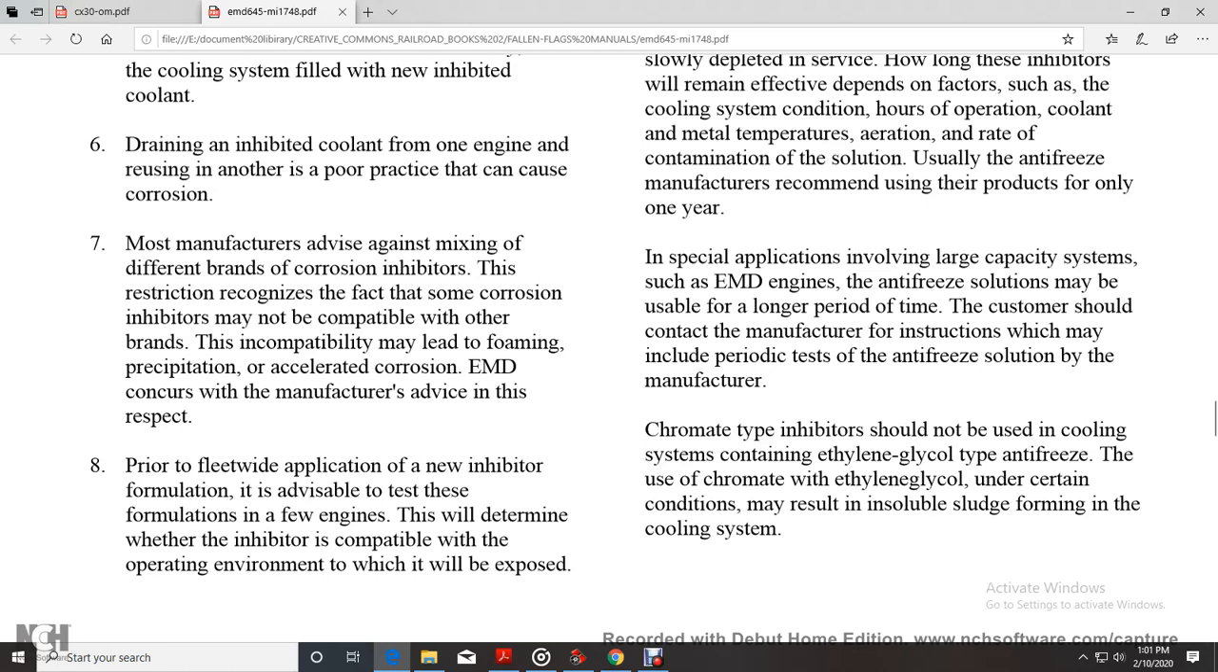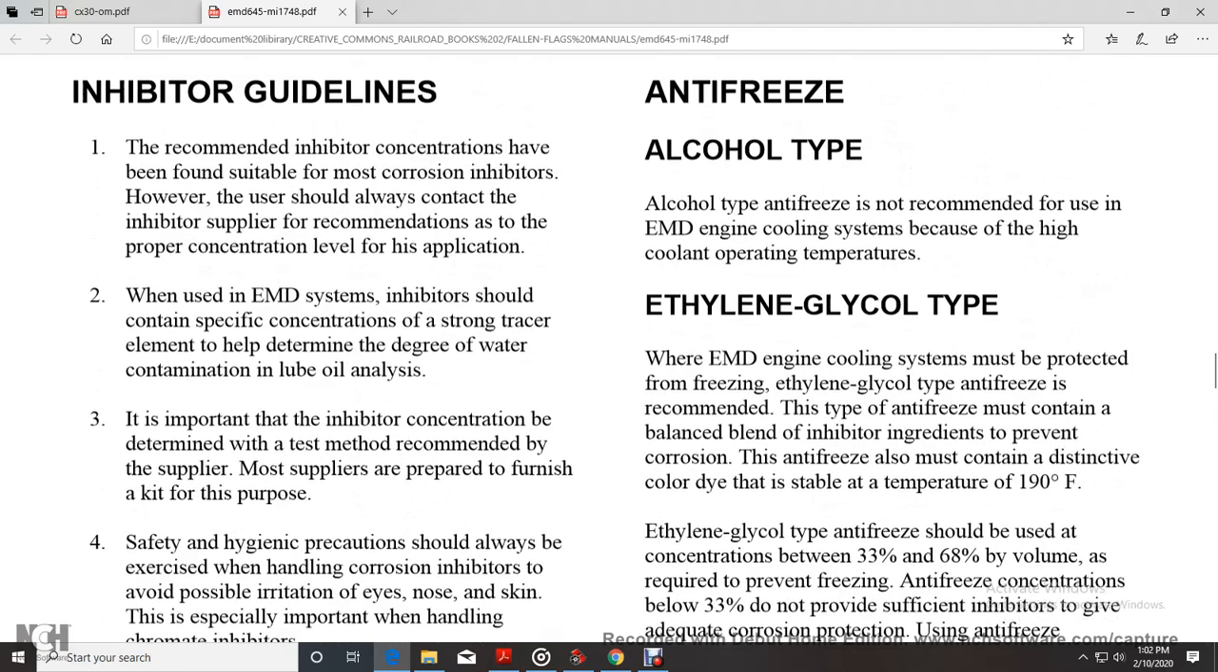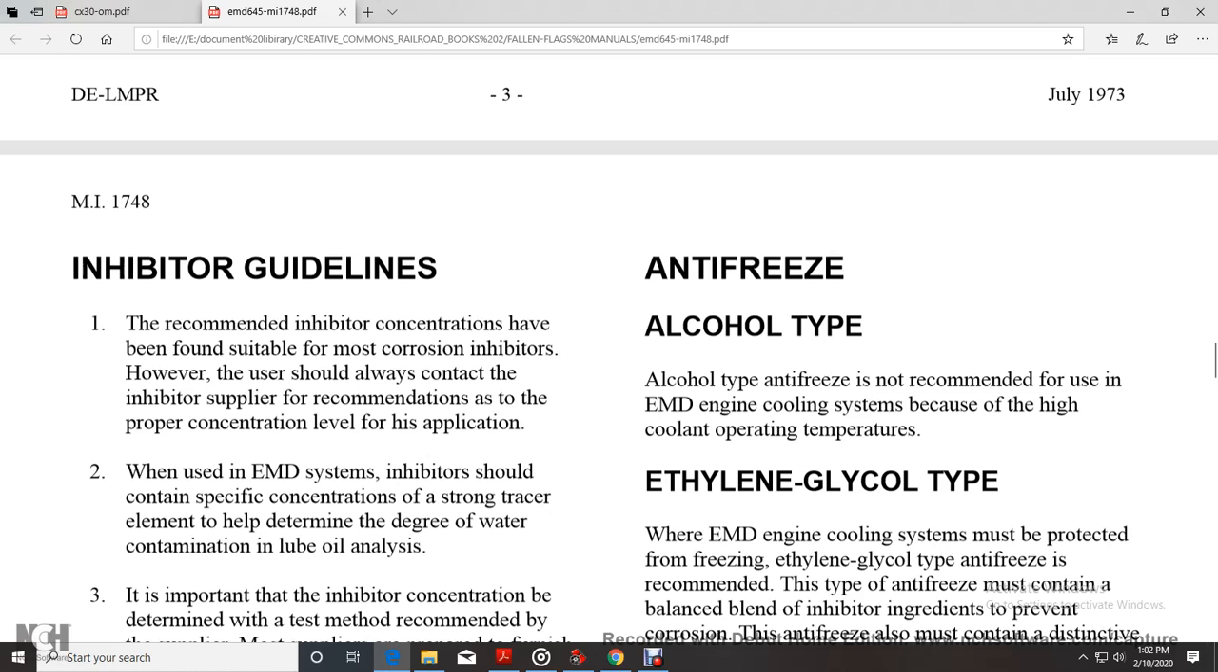Prior to field application of a new inhibitor formulation, it is advisable to test the formulation for the engine, to determine whether the inhibitor is compatible with the operating environment in which it will be exposed. Alcohol type antifreeze is not recommended for use in the Electro-Motive Division cooling system because of the high coolant operating temperatures.